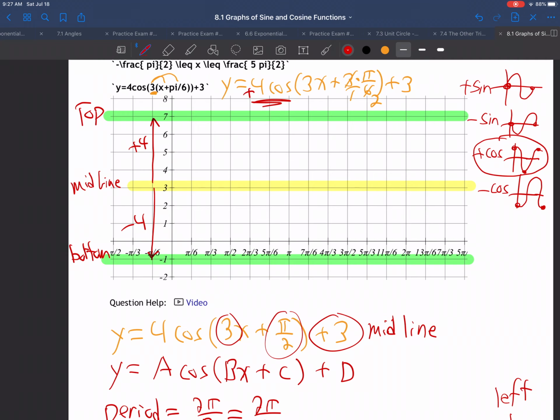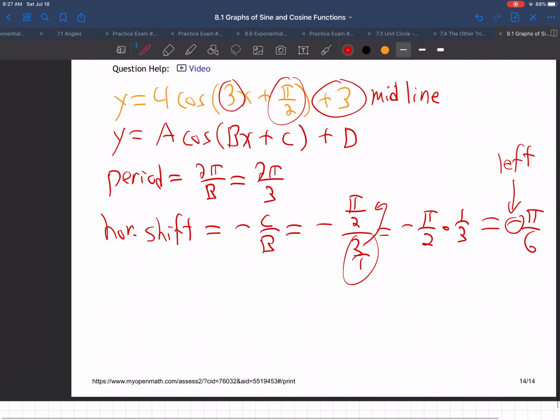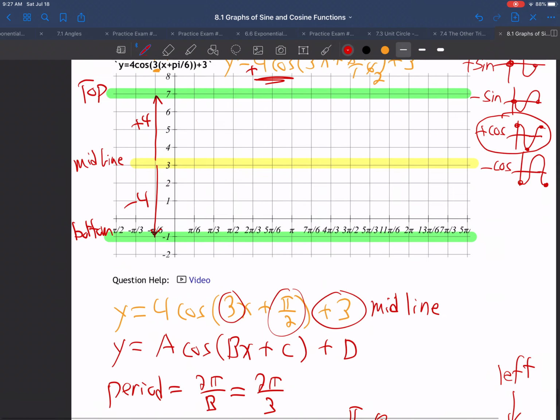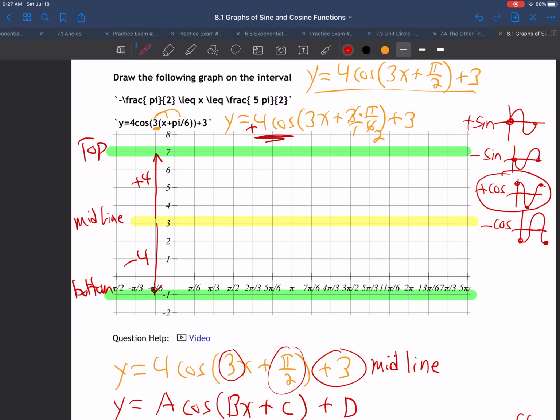All right, so we start high. And where do we start? We start right here, at x equals minus pi over 6. So at minus pi over 6, our graph is going to begin.